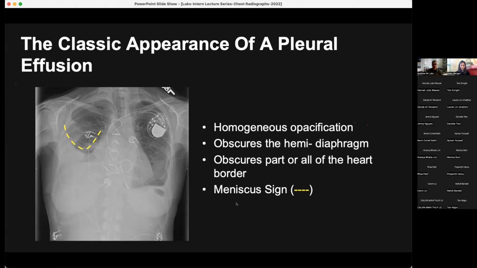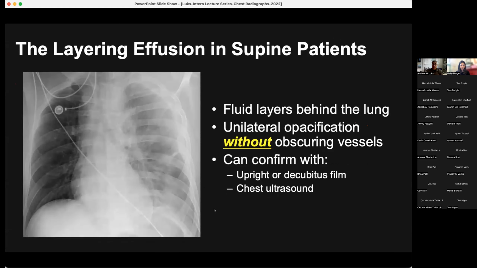Okay, that's an obvious pleural effusion. This patient also has blunting of the left costophrenic angle here, also highly suggestive of a pleural effusion. But there are some less common appearances of pleural effusion that you need to be aware of.